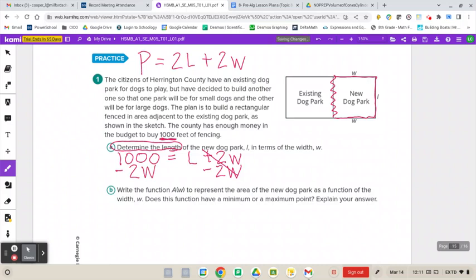So my length is 1,000 minus the 2 widths. Does that make sense? Yes.